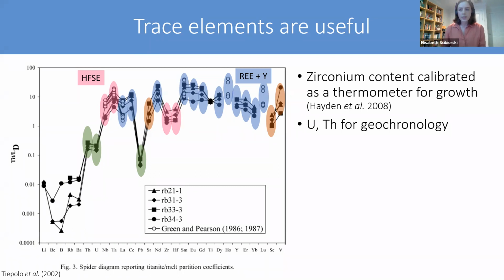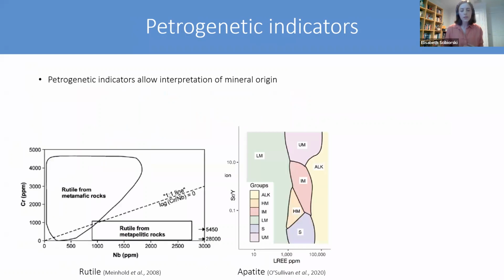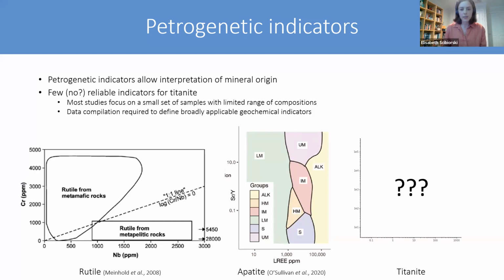Okay, so that's a long list of trace elements. Like I said, the main point here is just that titanite can incorporate a wide range of trace elements. When we think about what this actually means, and the sorts of work that has been done with other accessory mineral geochronometers, we can see that there are a lot of really useful trace element-based indicators that exist. Here are two examples where the trace element content of rutile and apatite can be used to discriminate between different host rock protoliths. But for titanite, nothing like this really exists yet.